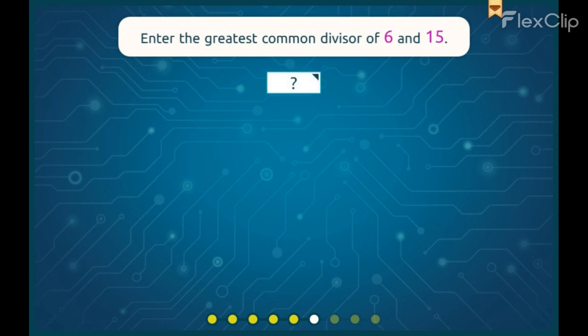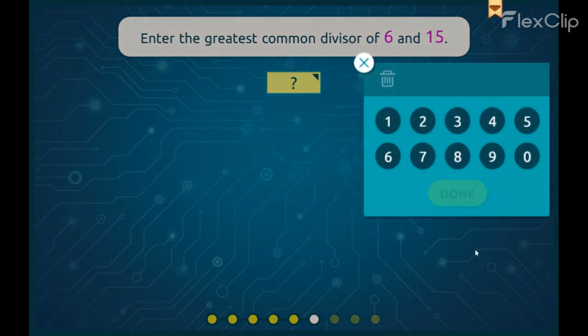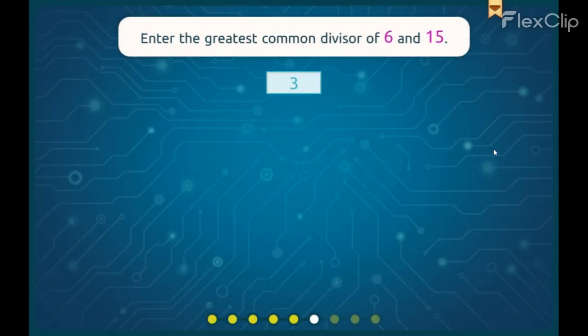6 and 15, do they have anything in common? Yes, we know that 6 is not a prime number. It's a composite number because it's even. It can be divided by 1 and 6, 2 and 3. Same as 15, a composite number. It can be divided by 1 and 15, 3 and 5. 3 here and 3 here, 1 here and 1 here. And what is the greatest common divisor? Of 1 or 3, of course, it will be 3.